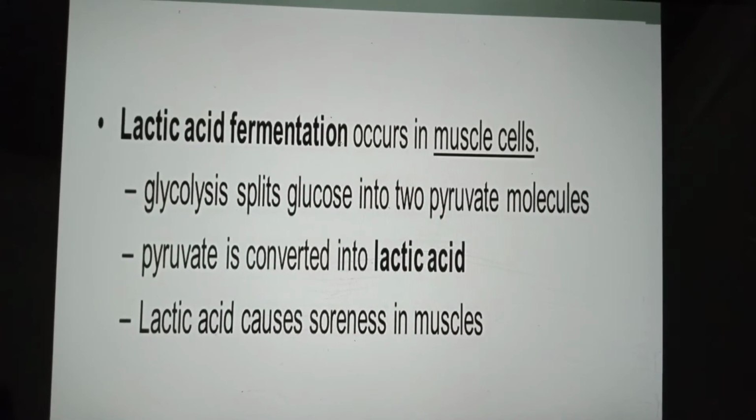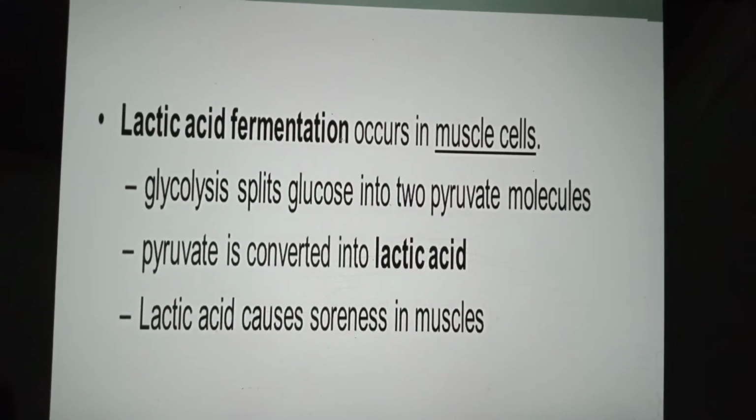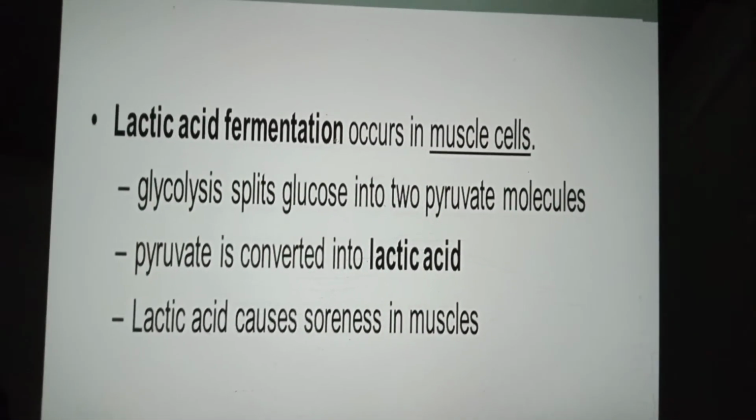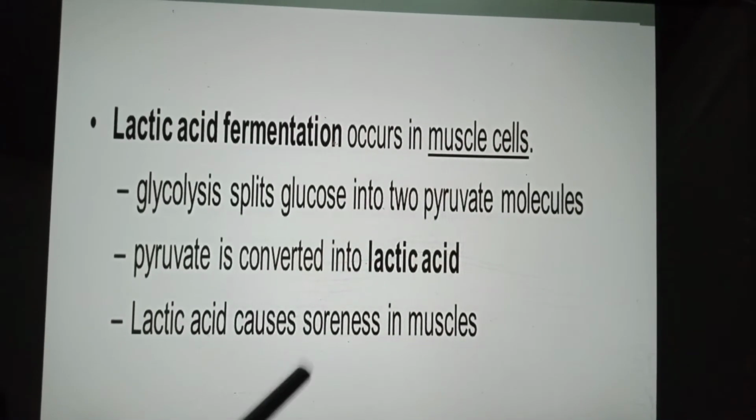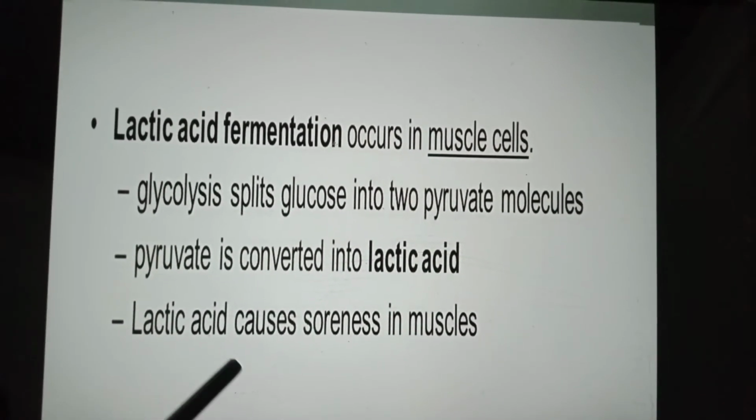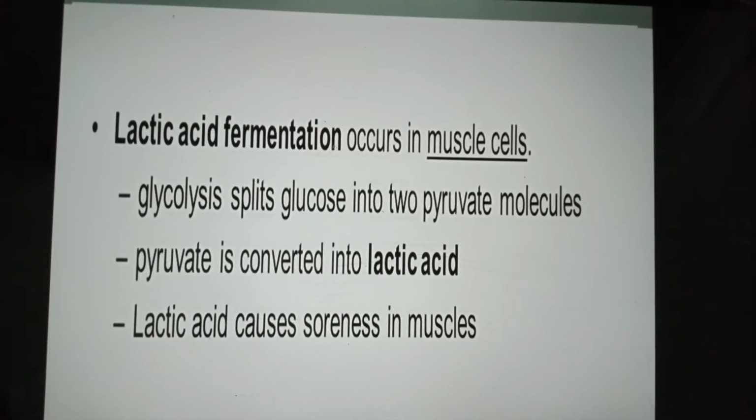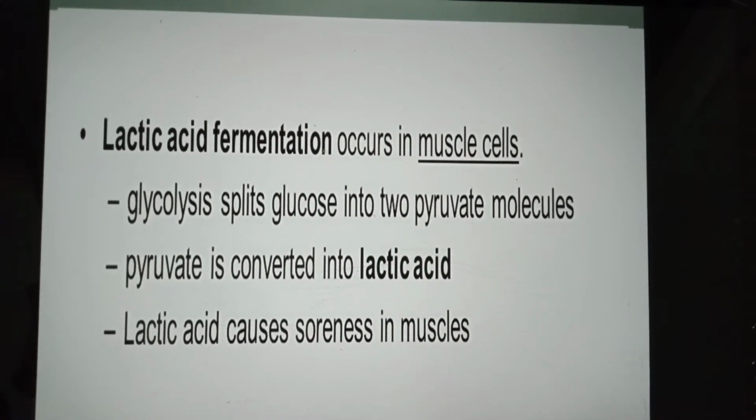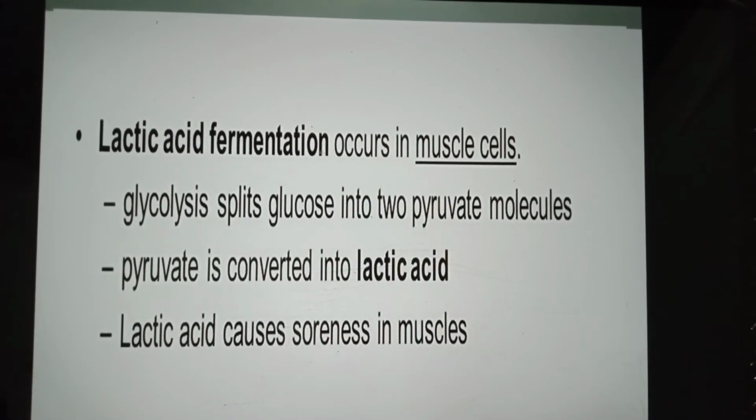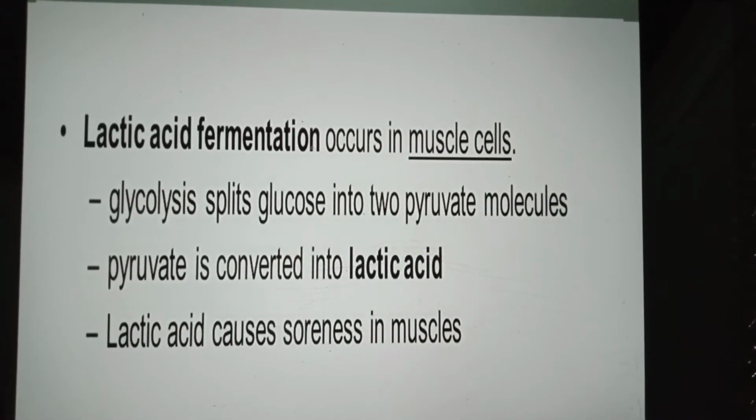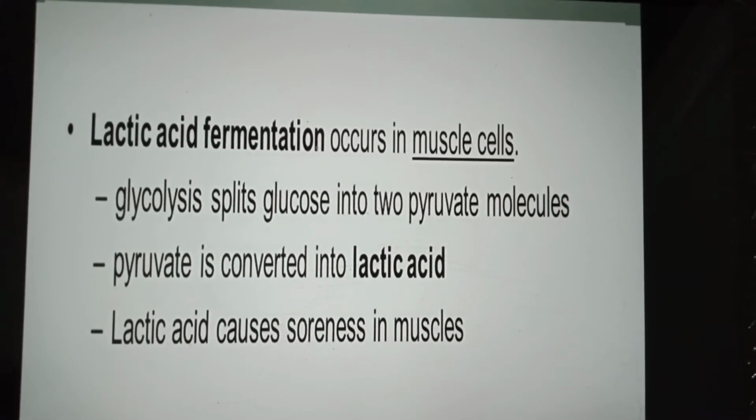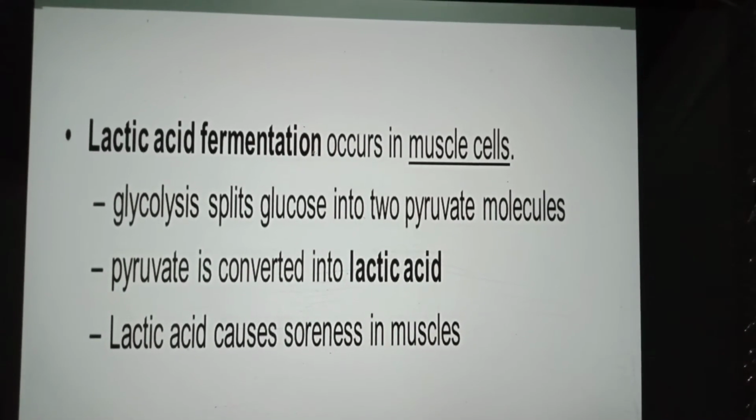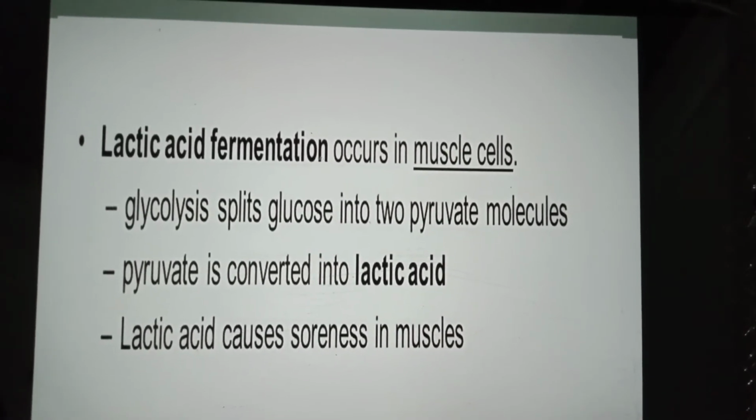Lactic acid fermentation occurs in muscle cells. Glycolysis splits glucose into two pyruvate molecules and then pyruvate is converted into lactic acid, and lactic acid causes soreness in muscles. It occurs in skeletal muscles of humans and other animals during extreme physical activities. This also happens in the bacteria present in milk. In this type of anaerobic respiration, each pyruvic acid molecule is converted into lactic acid, that is C3H6O3.